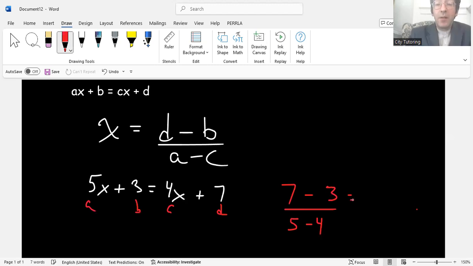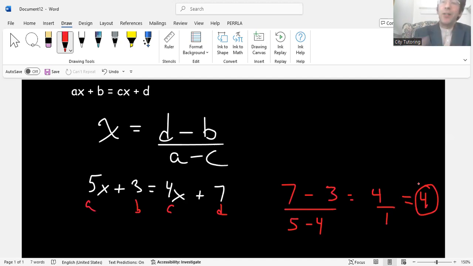And then basically 7 minus 3 is 4. 5 minus 4 is 1. 4 divided by 1 is 4. Done. Less than 10 seconds. I've timed it. Less than 10 seconds. And this works for every single form of equation that has the variable on both sides.